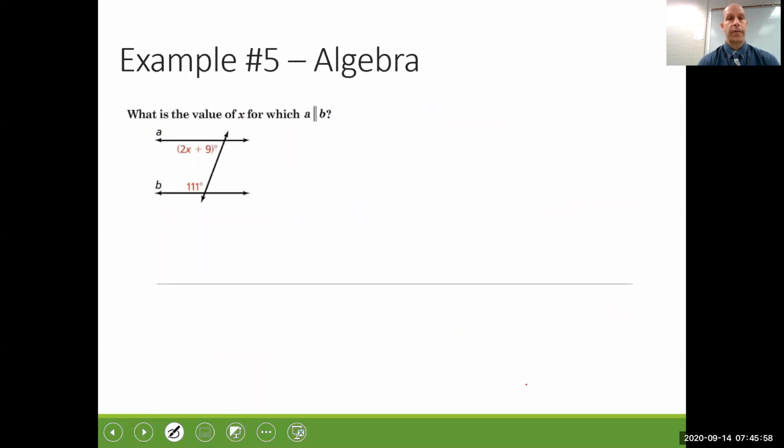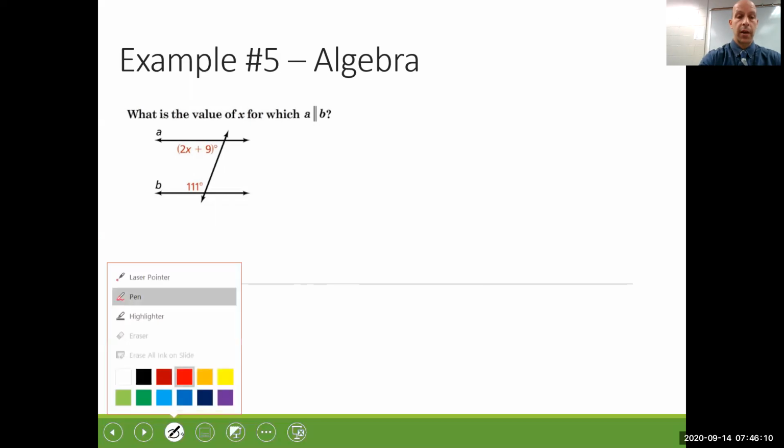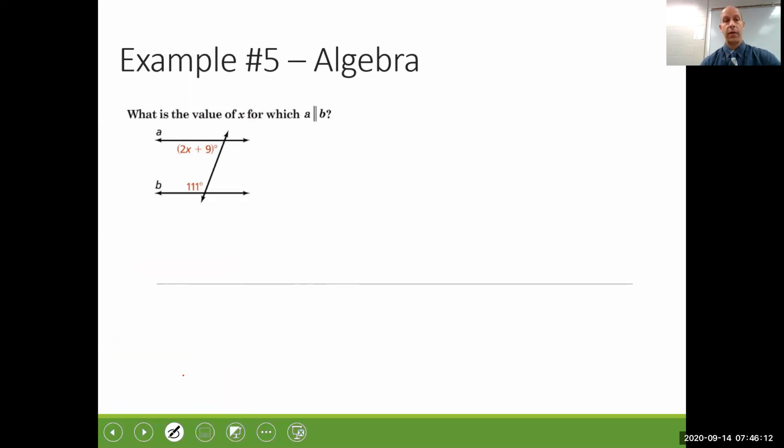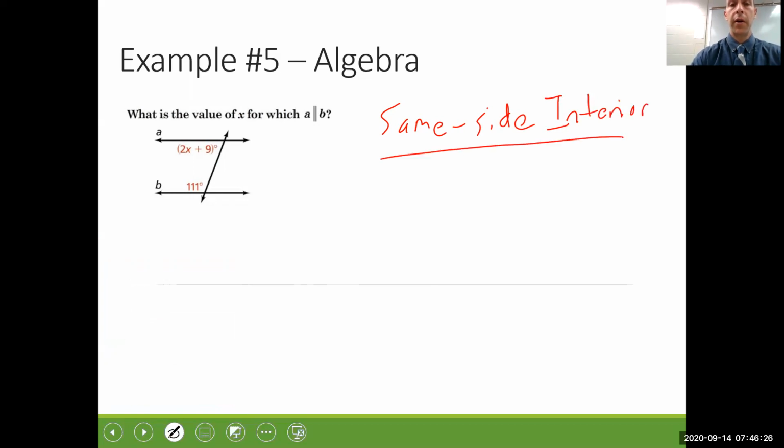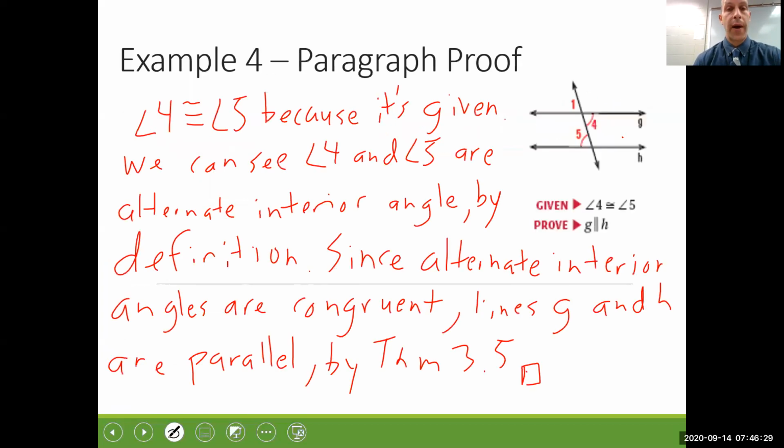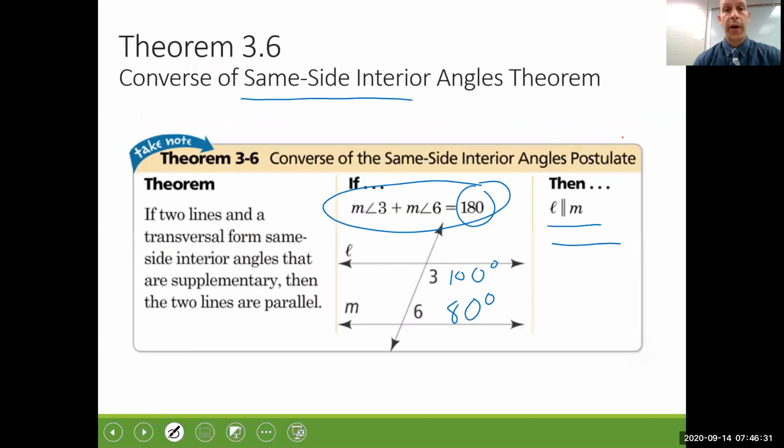All right, last example. It says, what is the value of x for which a is parallel to b? So I would encourage you to pause this video and work this one out. I'm going to go ahead and do it now. This is similar to the very first problem we have. The first thing I would note is that these two angles are what we call same side interior angles. Now I'm going to look back, trying to prove that these are parallel.